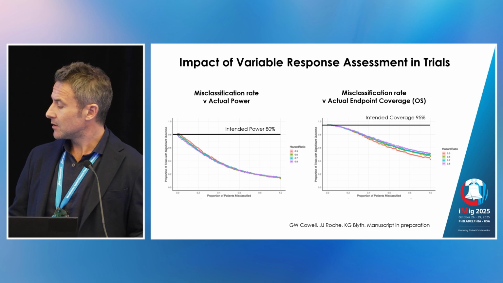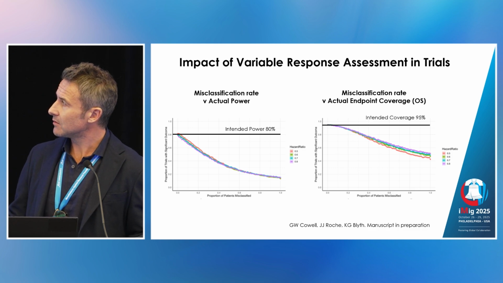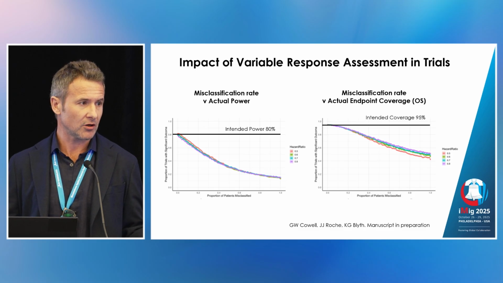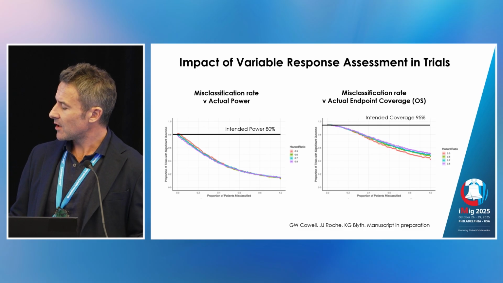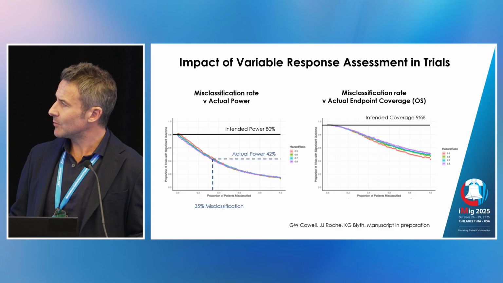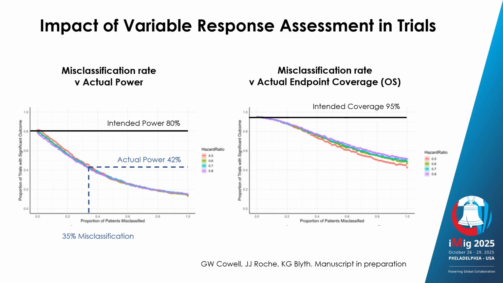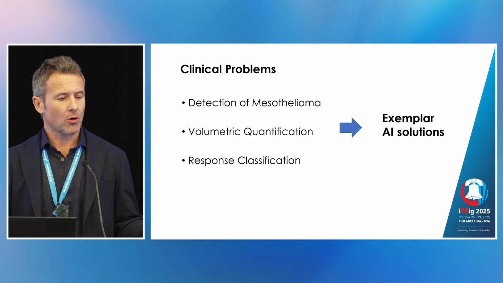And so you can see there's an intended power here of 80%, which is the minimum we would usually have in a clinical trial. But if you have the sort of disagreement levels that we reported in that previous study, which was 35%, then the actual power of the trial drops dramatically. And so there's a bigger risk that we're missing real effects, or that we're reading effects that aren't actually there. And I won't go into the endpoint coverage, which is a similar issue, but is slightly more complex in terms of the stats. So what are the potential solutions?